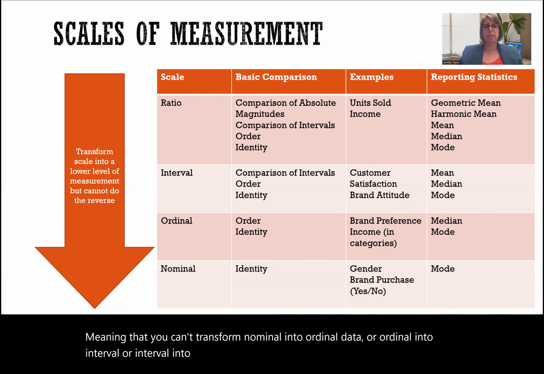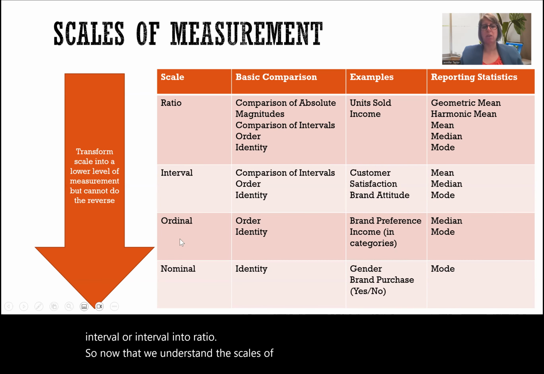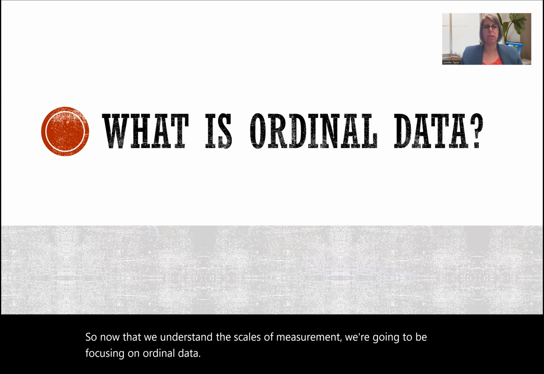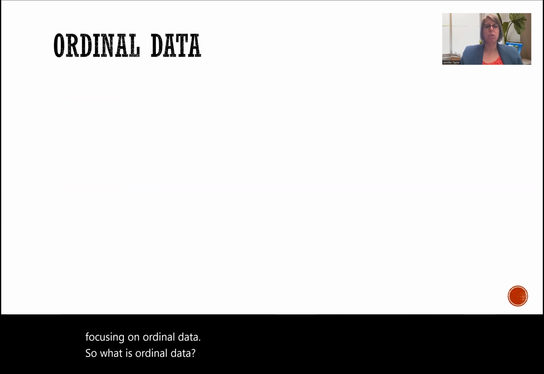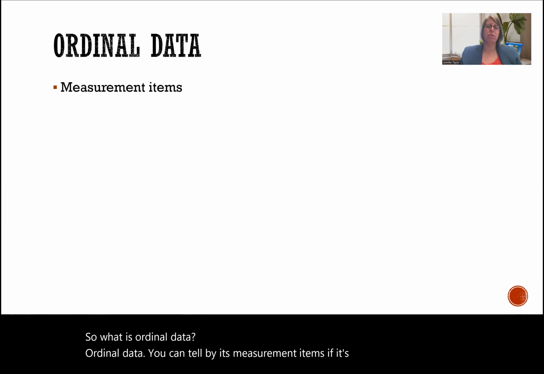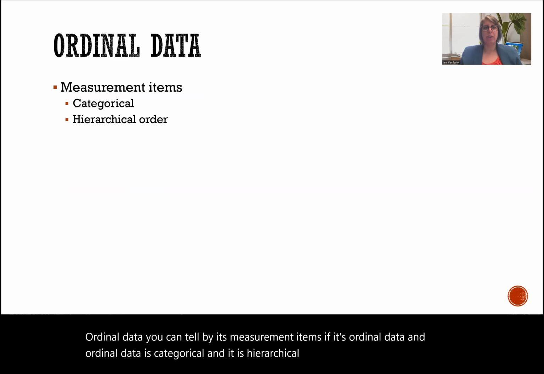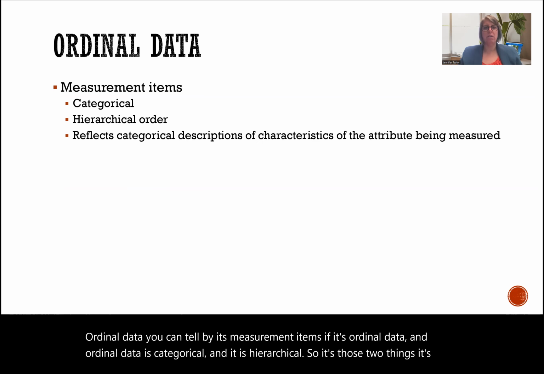So now that we understand the scales of measurement, we're going to be focusing on ordinal data. So what is ordinal data? You can tell by its measurement items if it's ordinal data. Ordinal data is categorical and it is hierarchical. So it's those two things. It's categorical and it's hierarchical.